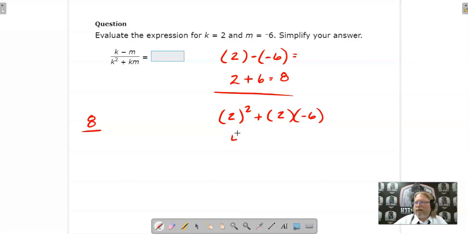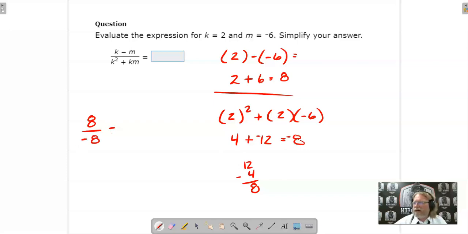So 2 squared is 4, and then 2 times negative 6. Well, 2 times 6 is 12, and a positive times negative is negative. So now I'm adding a positive and a negative number together, so I actually can do the difference of those and do 12 minus 4. I know that's 8. And since negative 12 has a greater absolute value than positive 4, I'm going to use that negative sign that goes with the 12, and that's negative 8.